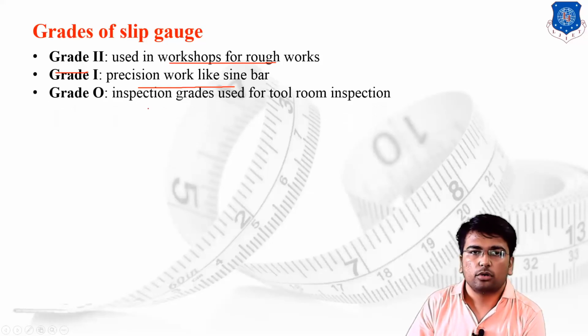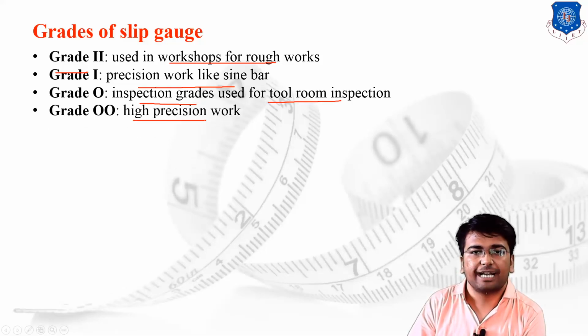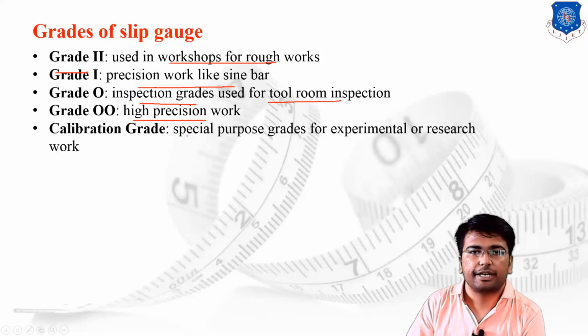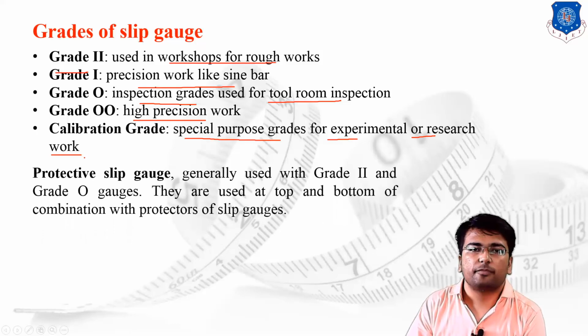Then grade O, which is useful for inspection work in the tool room inspection. Grade O is for high precision work, and the calibration grade is useful for special purposes in experimental or research work in the laboratories. We are using some sort of protective slip gauge. The protective slip gauges are generally useful for grade 2 and grade O type of slip gauges. They are used at the top and bottom of the combination of the slip gauge as a protector.